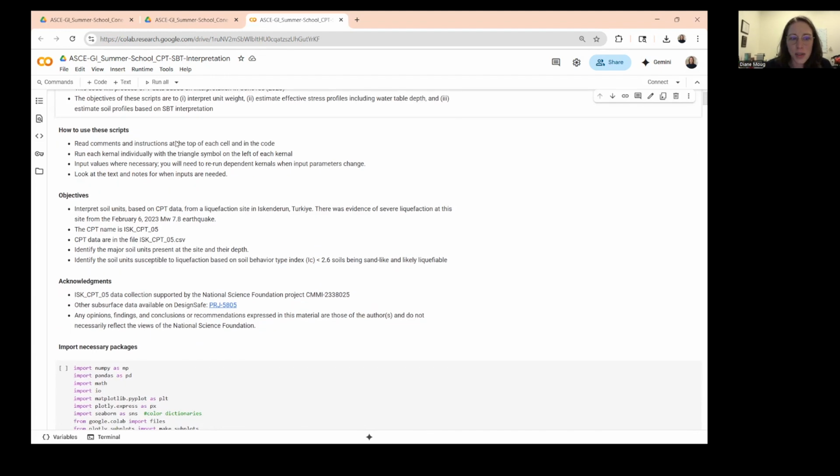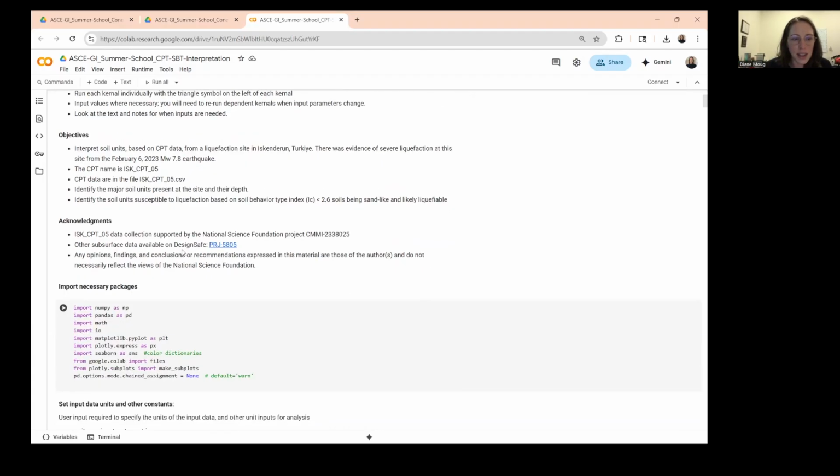So there's some more instructions for how to run these kernels. The section in white is notes on how to run the scripts, if there's any inputs needed by the user and what they're doing. And then in order to run each of these kernels, you press the little arrow button at the side of the kernel, and it will run. And then you do these successively moving down through the scripts.